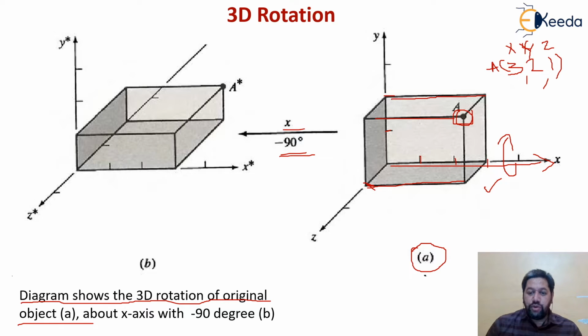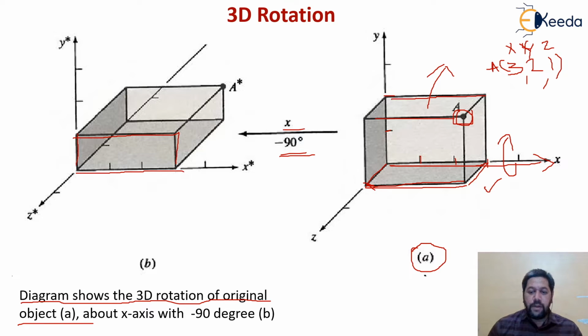If it is rotated minus 90 degrees, the object will go to the back side. If this object goes to the back side, what will happen? This is the surface that I'm having. Suppose the bottom surface, which I have shown over here, will come to the front side.